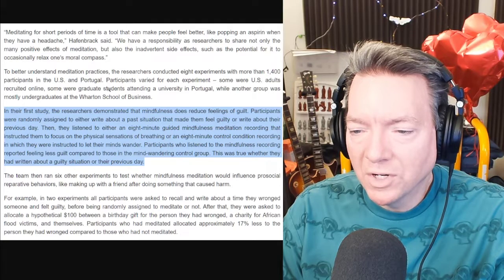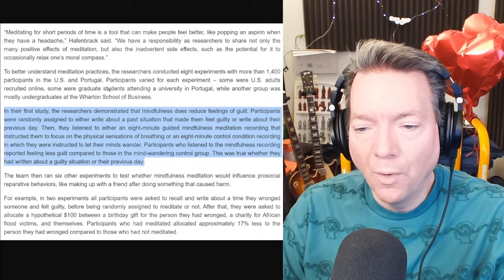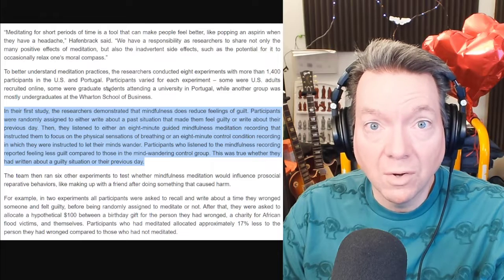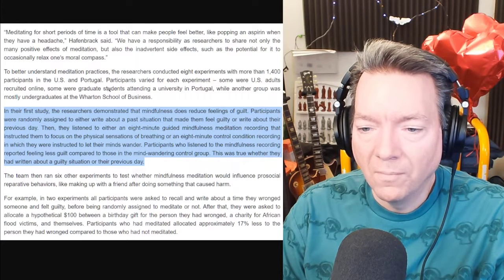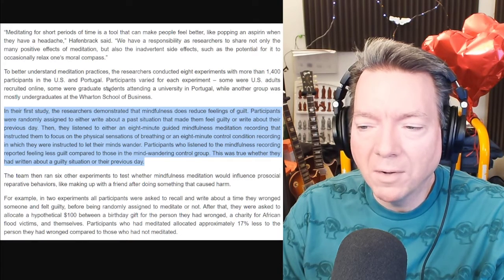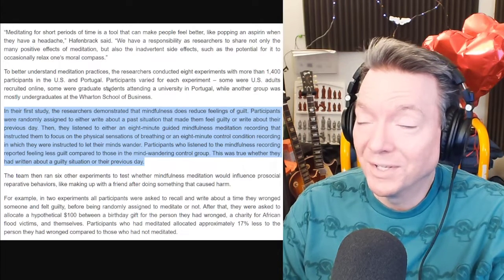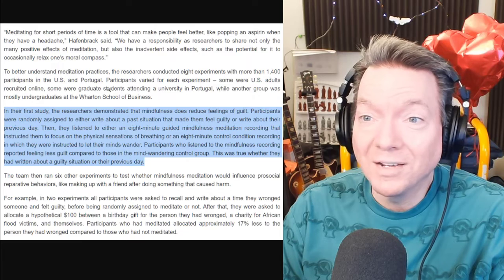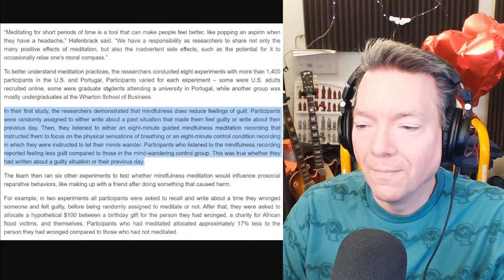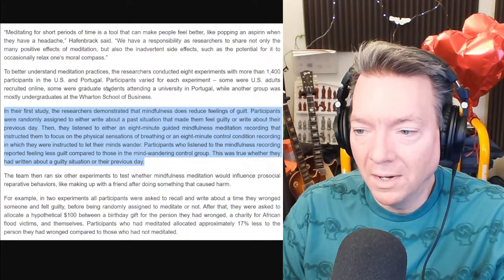The team then ran 6 other experiments to test whether mindfulness meditation would influence pro-social reparative behaviors, like making up with a friend after doing something that caused harm. For example, in 2 experiments, all participants were asked to recall and write about a time they wronged someone and felt guilty. Now, you have to feel guilty first. I know a lot of people who do a lot of terrible things and they don't feel guilty at all. And then, after feeling guilty, they were randomly assigned to meditate or not meditate.